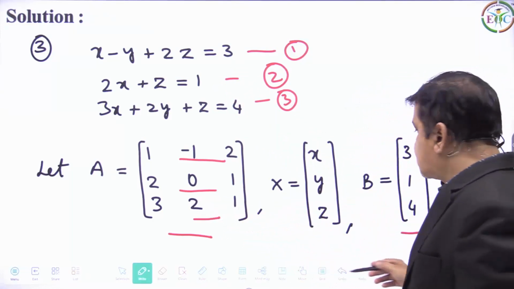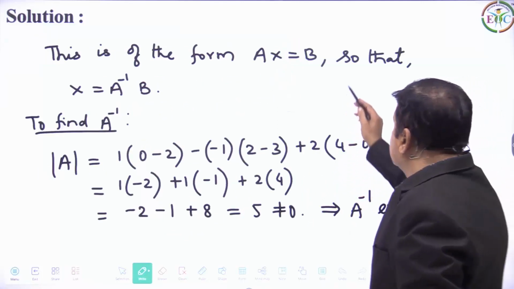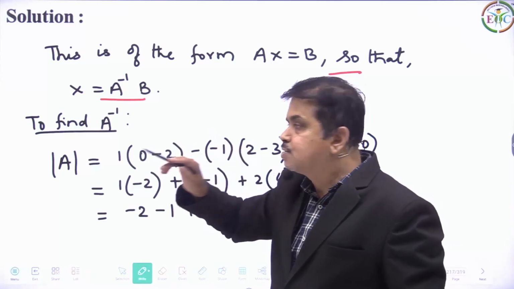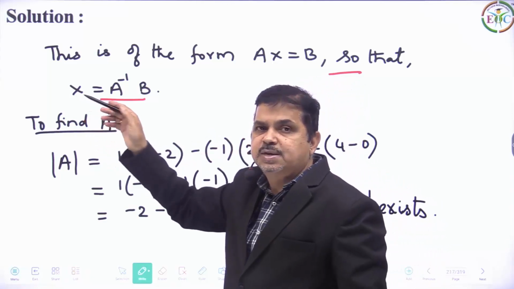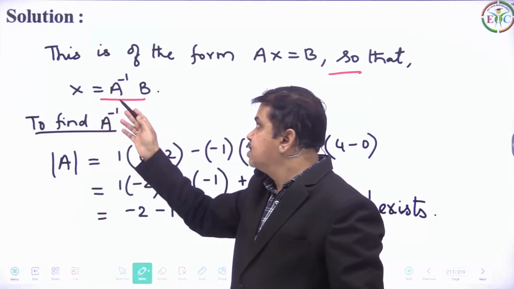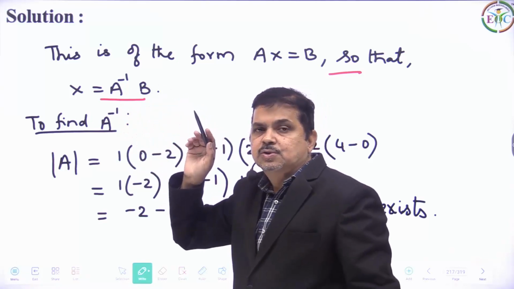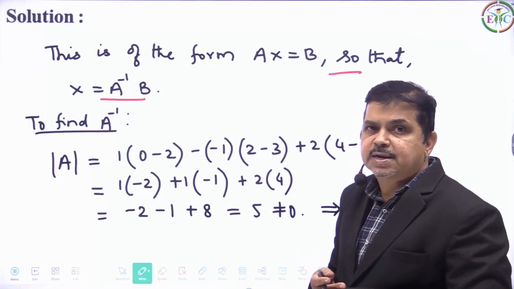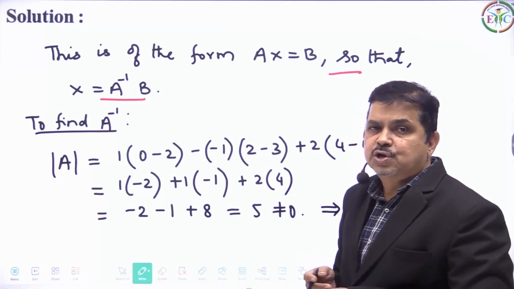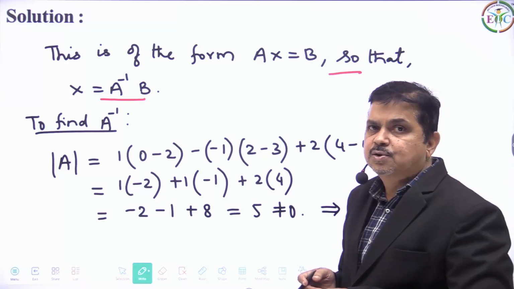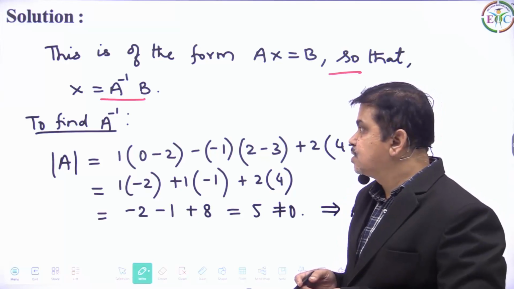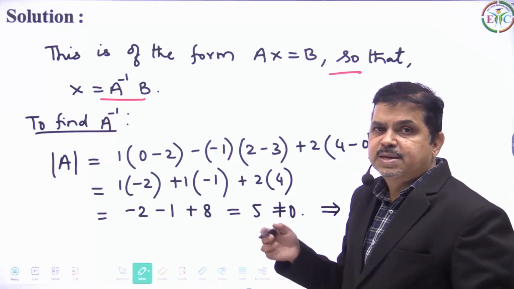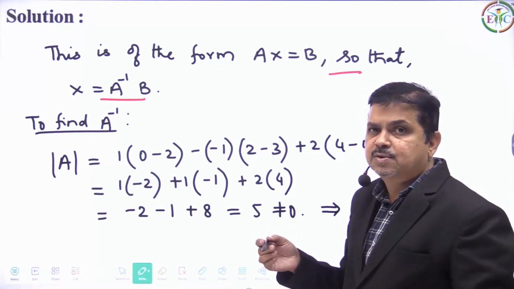Now this is of the form AX equal to B, so we can write this as X equal to A inverse B in order to find the values of X, Y and Z. Now we have to evaluate A inverse. As I told you, to evaluate A inverse we have to evaluate A determinant and adjoint of A. So let us find A determinant, working on the previous lines of how to find the determinant value.